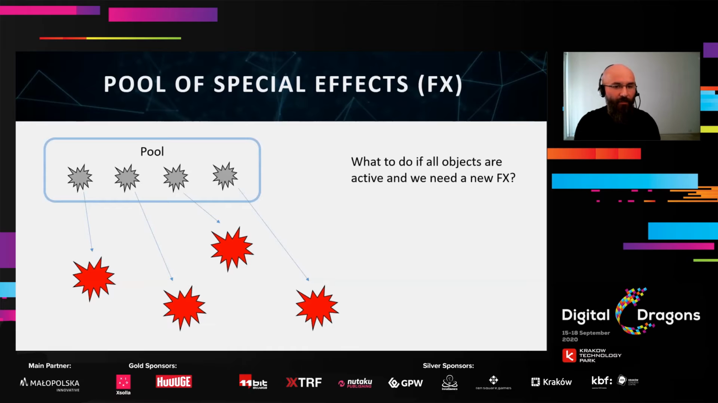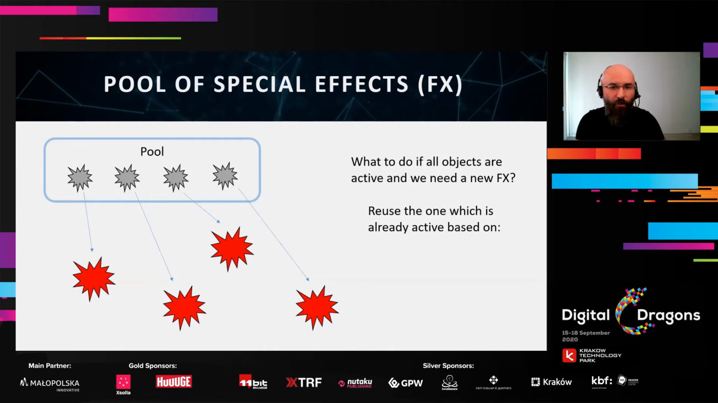In other words, what to do if all objects are active and we need a new special effect. There are many solutions to that problem, but usually we still don't want to load and spawn another explosion and dynamically allocate resources for it. Actually we still want to reuse one of these 4 explosions. What we want to do is choose one of them, deactivate it, move it to the place where I want it, and activate it again.